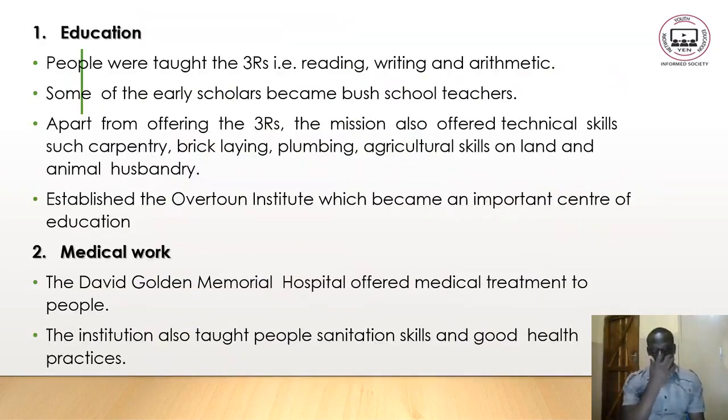Some of the activities that were done there, number one, was education. People were taught the 3 R's: reading, writing, and arithmetic. Some of the early scholars became bush school teachers. Those who went there to learn were later sent to open bush schools in remote areas in the villages. Apart from the 3 R's, the mission also offered technical skills such as carpentry, bricklaying, plumbing, agriculture skills on land, and animal husbandry. And they also established the Overton Institute, which became an important center of education.